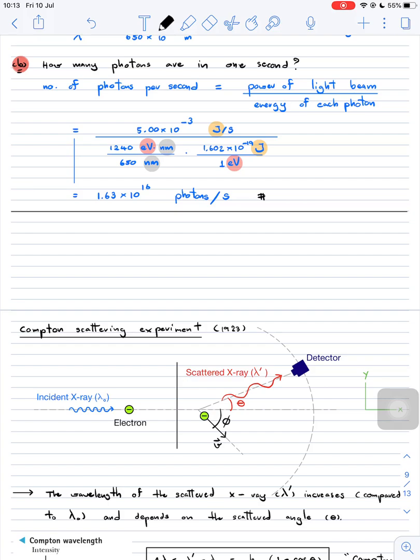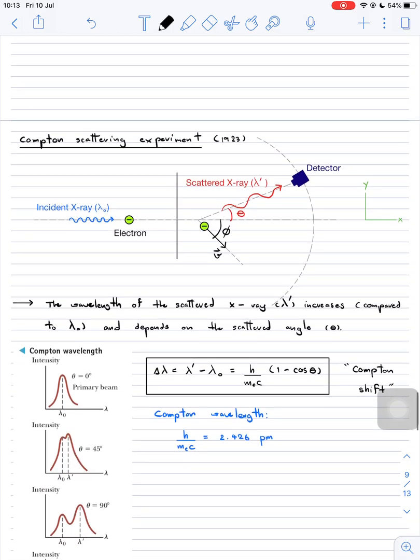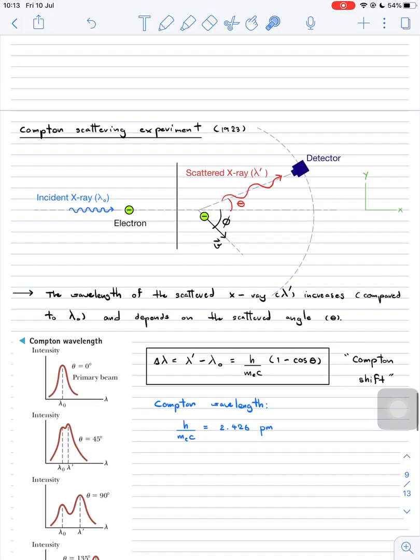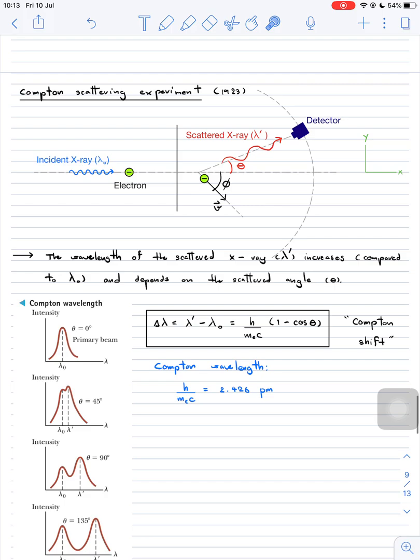Okay, so now you have learned about the momentum of the photon already. And then we need the experiment to show that the photon really has momentum. So one experiment is the Compton scattering experiment, done in 1923 by Compton.